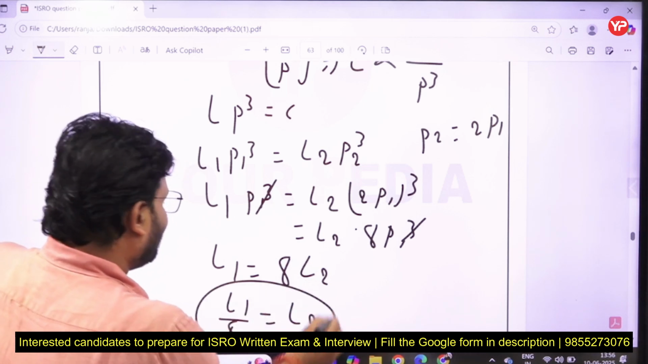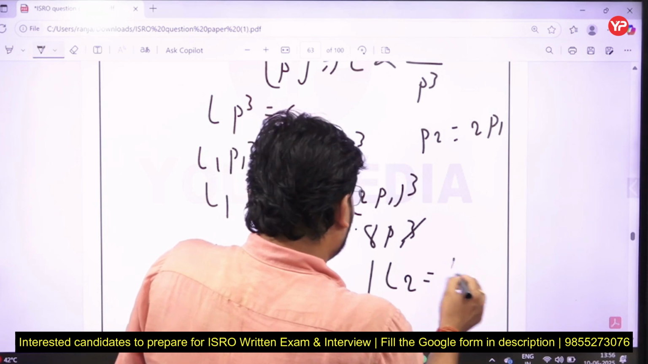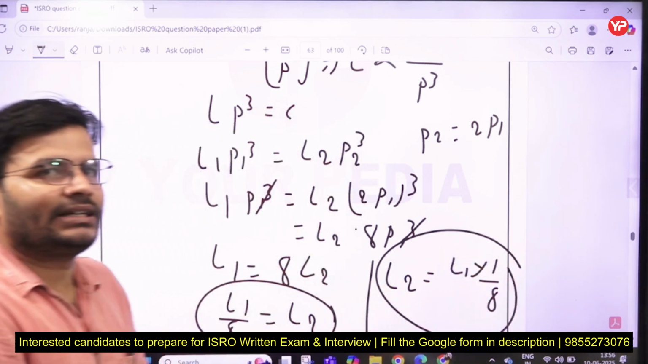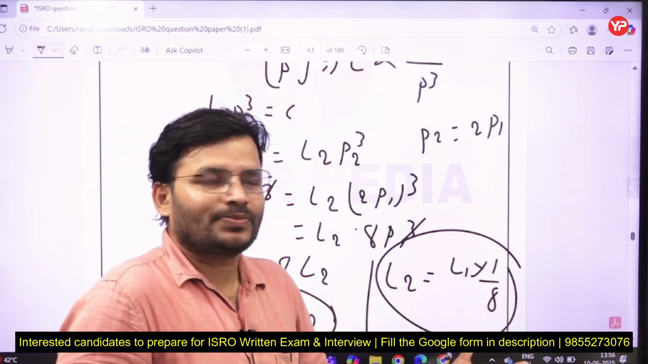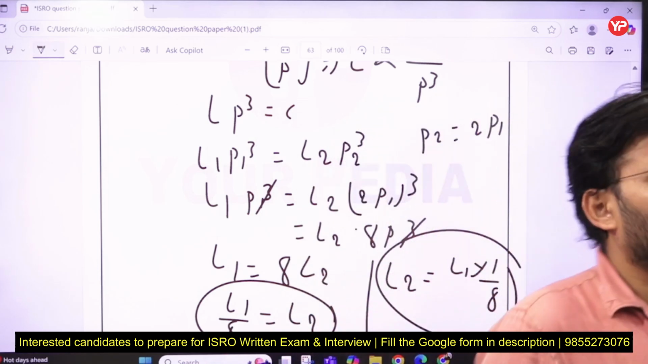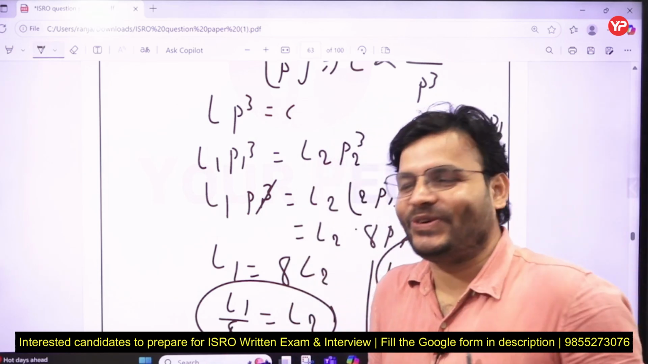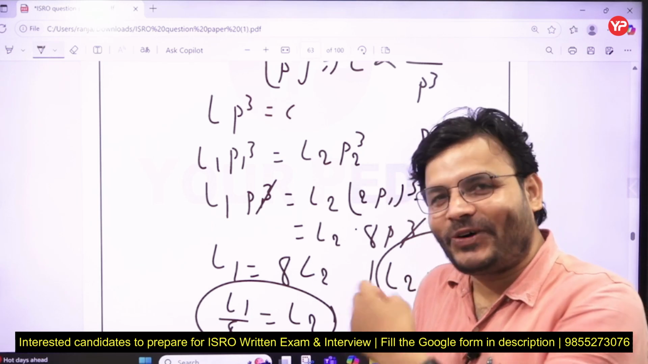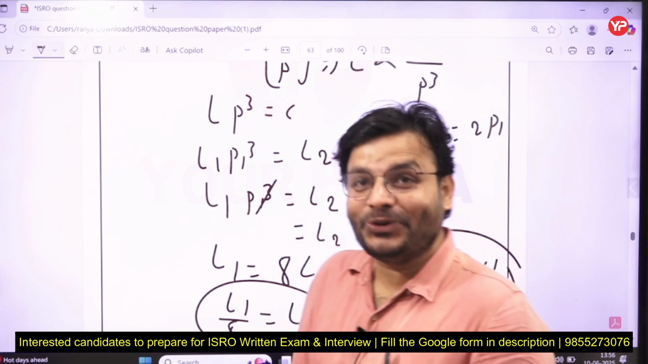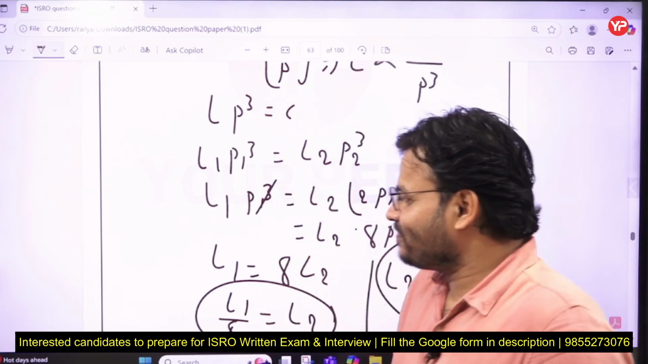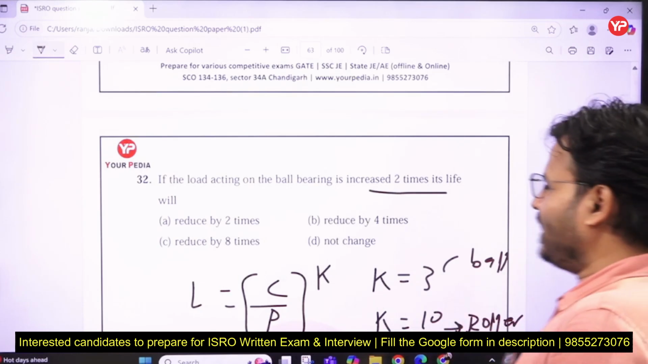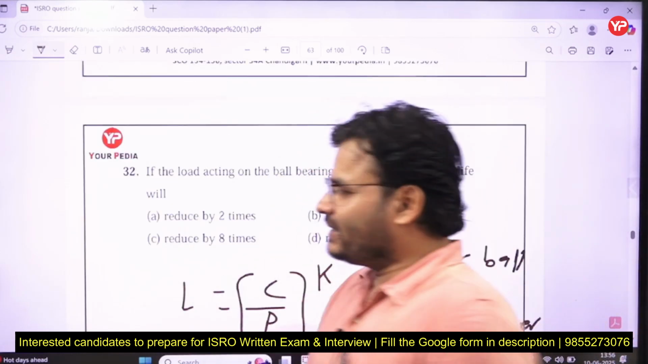So what will be the new life? From there we can say L2 equal to L1 into 1 upon 8. That means initially whatever life was there, now the life is decreased by 8 times. And that question has been asked very frequently in different exams. If you go through all the exams one by one, that type of question has been asked. Still students do not remember that equation. You have to remember that one. So life is reduced by 8 times. C is the right answer.